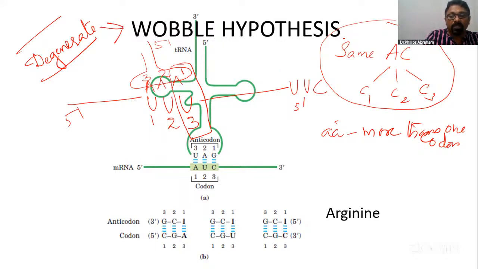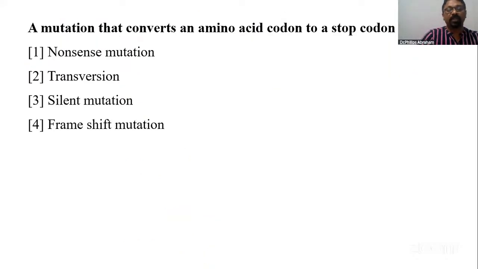And in simpler words, this is what? The same anticodon can pair with different codons. Hope you understood. That's about the codon part. Second, mutation. Any change in the nucleotide sequence is called a mutation.